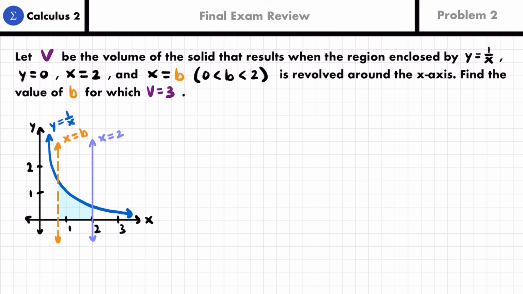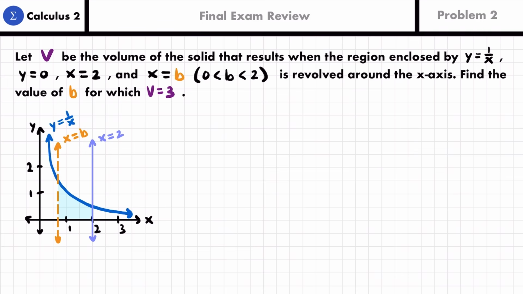For the second review problem, we're going to let V be the volume of the solid that results when the region enclosed by y equals 1 divided by x, y equals 0, x equals 2, and x equals b, where b is between 0 and 2, but not including those values, is revolved around the x-axis. Find the value of b for which V is equal to 3.